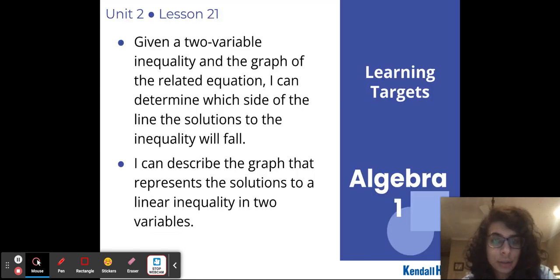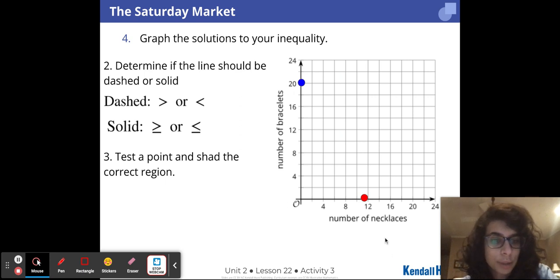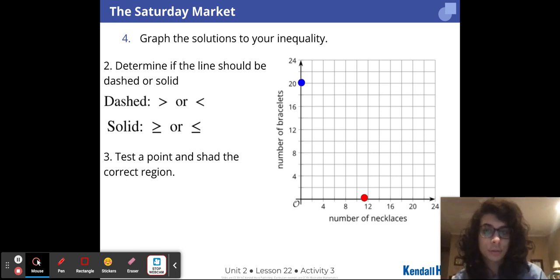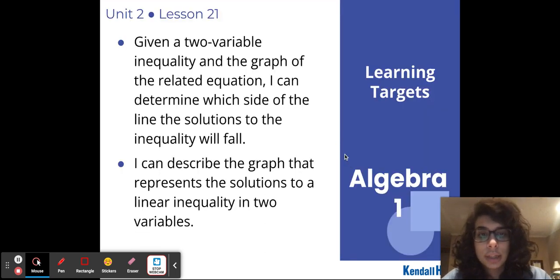Once you are done with that, you are going to have a completed graph. I should see a completed graph here. This is an incomplete graph. I just gave you the first 2 points so that you can connect your line. First, determine if the line should be solid or dashed, and then I want you to test a point and shade the correct region. So at the end of our next class, given a two variable inequality and graph of the related equation, you can determine which side of the line the solutions to the inequality fall. And I can describe the graph that represents the solutions to an inequality in two variables.